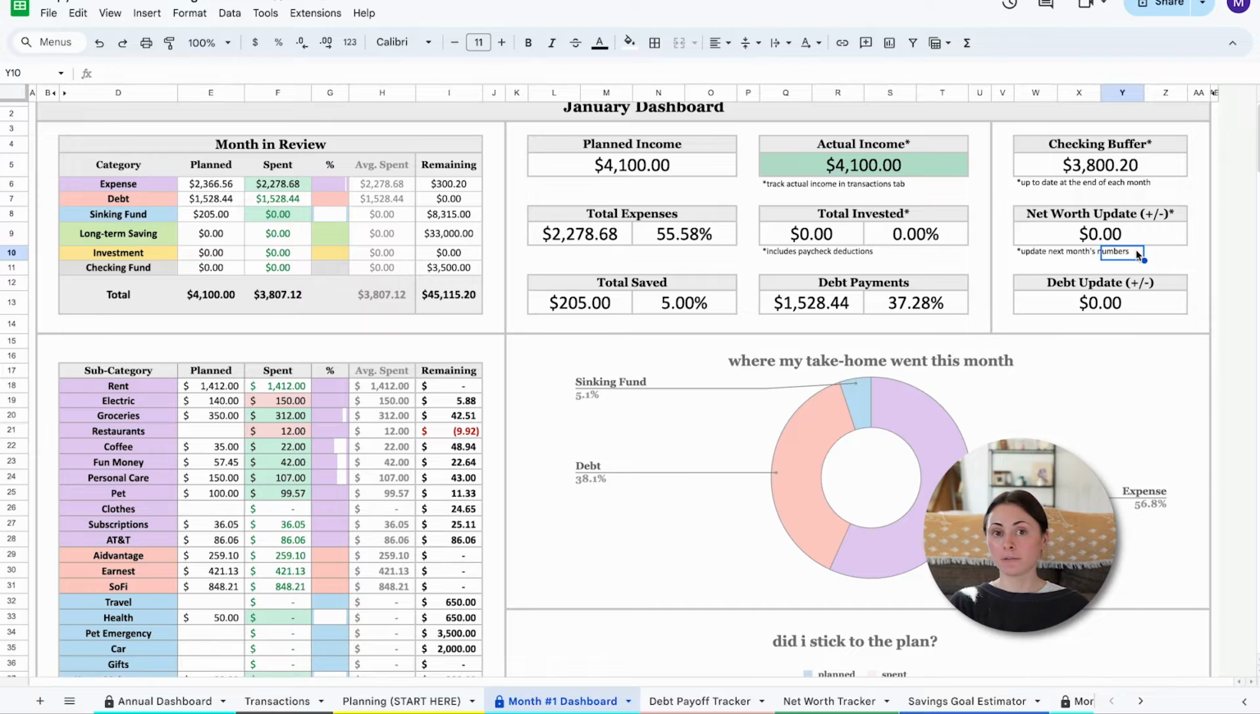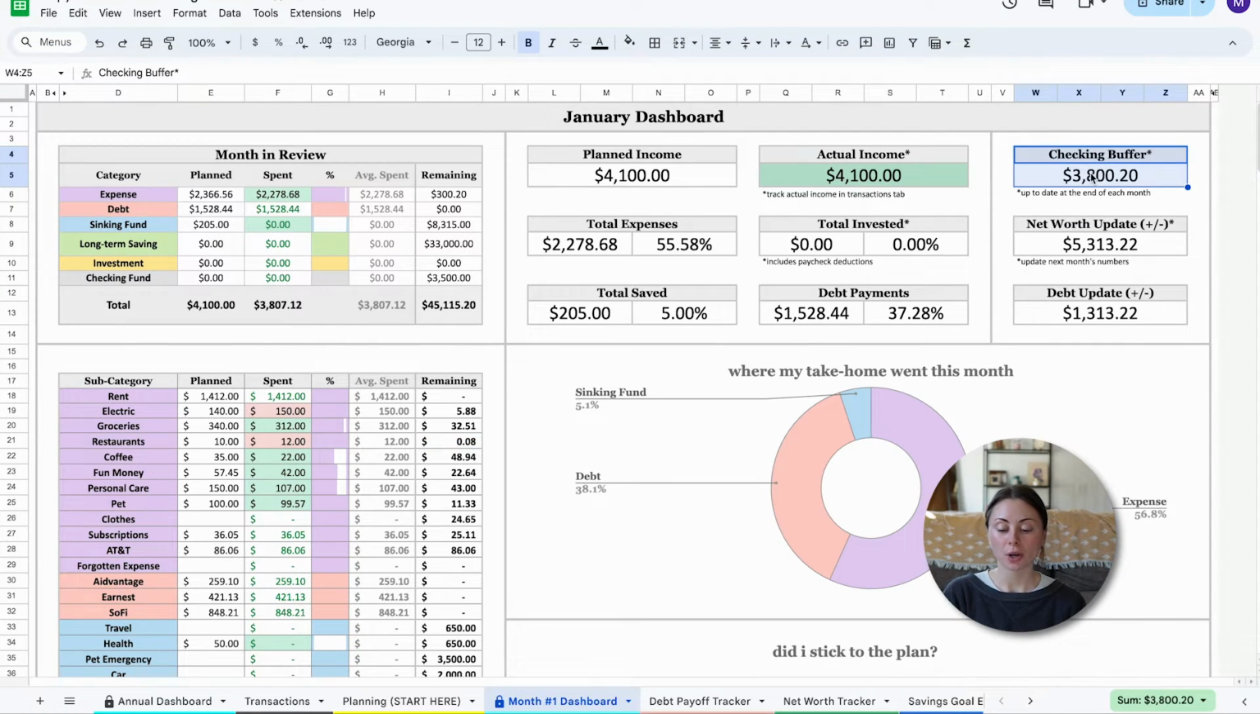I never spend from my checking fund. It always is $3,500. My checking buffer is the thing that changes. If I have an unexpected expense, I'll just go negative in my categories. I won't spend out of my checking fund, but that is just totally personal preference. This checking buffer will be fluctuating as you're spending, but at the end of the month, it will be accurate.